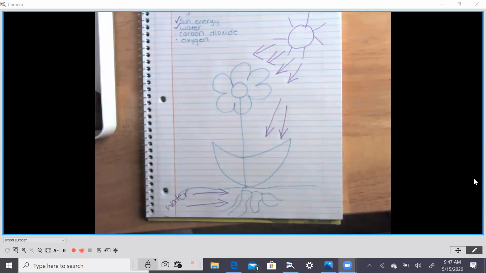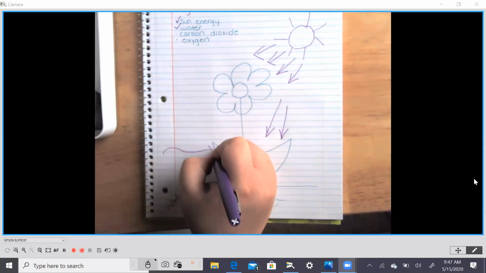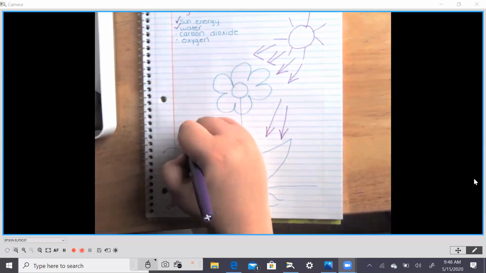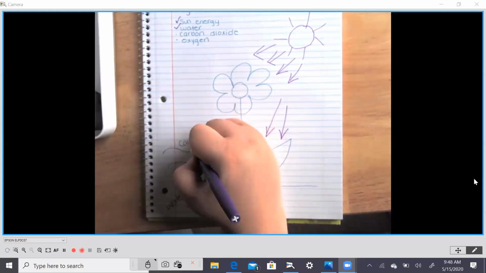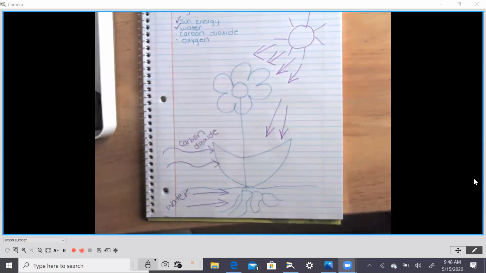Awesome. So our carbon dioxide comes from where? Good, the air. So we're gonna put the carbon dioxide, I'm gonna just draw like little waves because it's not anything you can see, okay? It is just a gas in the air, so it's invisible. Okay, so carbon dioxide goes into the leaves. Awesome. And our oxygen, where do we get it?